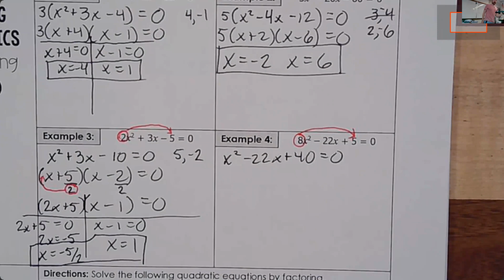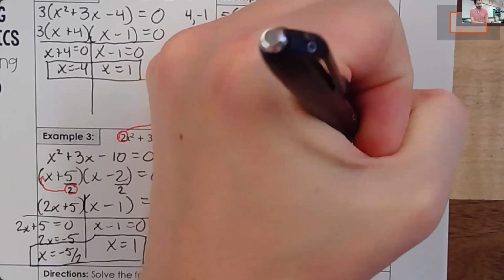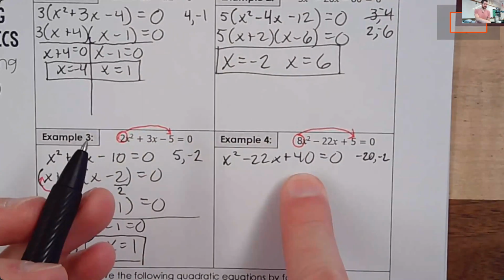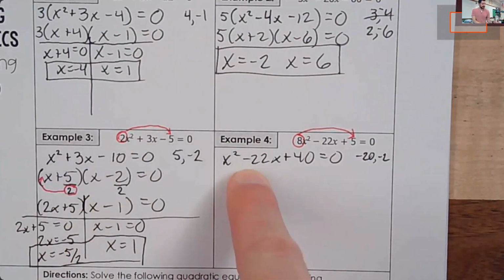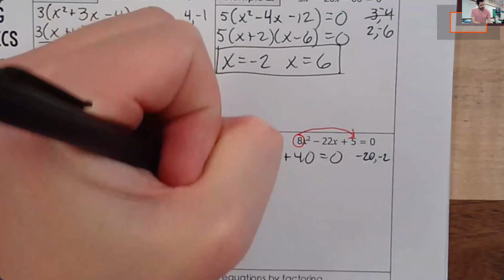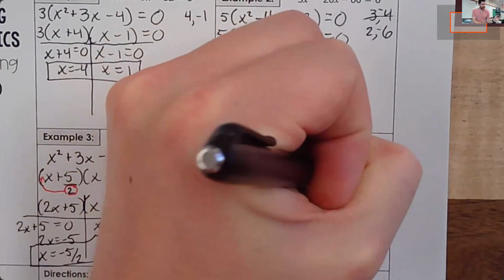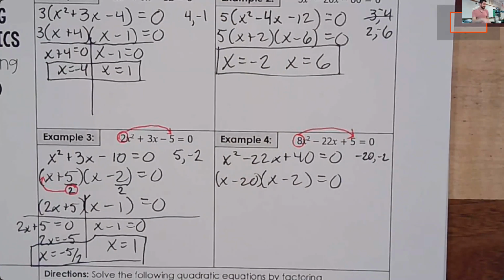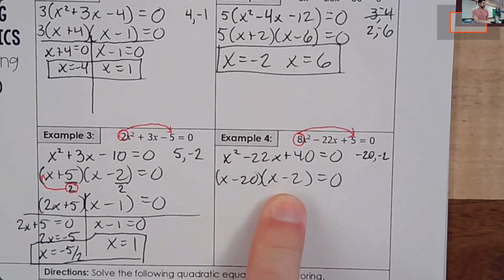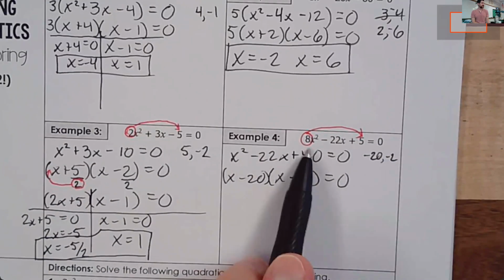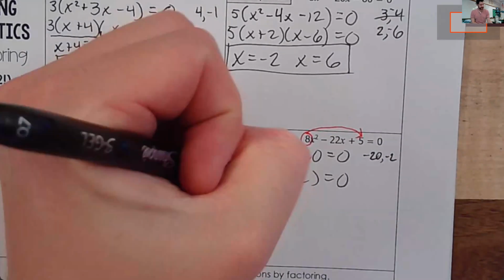Negative 20 and negative 2. Good. Negative 20 times negative 2 is positive 40. Negative 20 plus negative 2 is negative 22. So we're looking at x minus 20 times x minus 2 equals 0. Again, we can't just set these equal to 0 yet and solve for x. We still have to divide by the value that was slipped to the end. So we have to divide these both by 8.